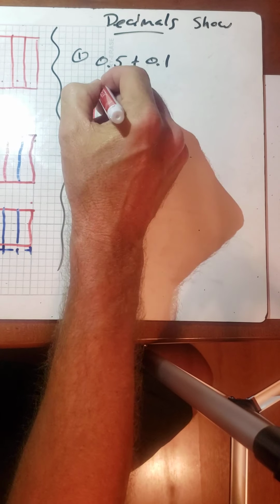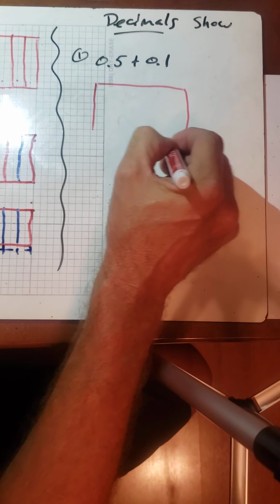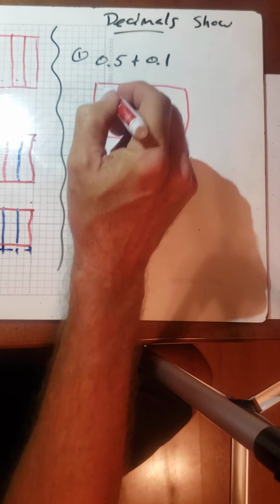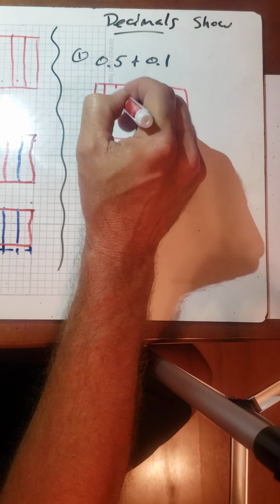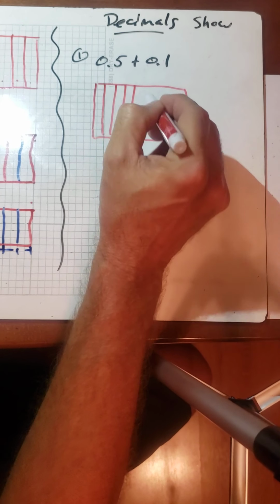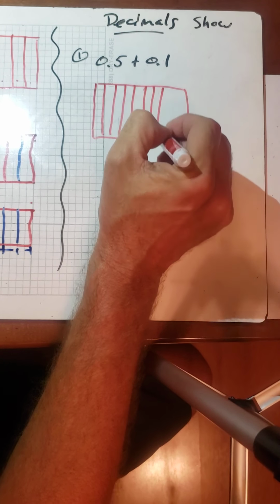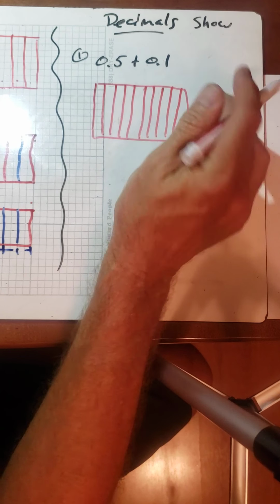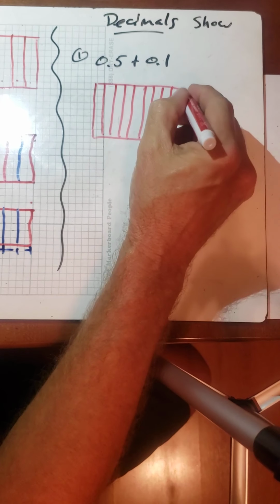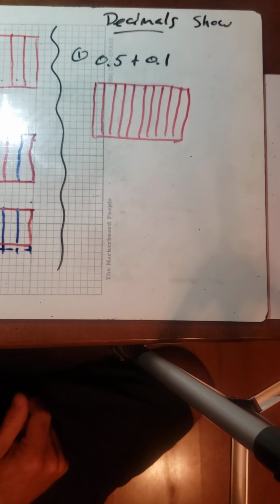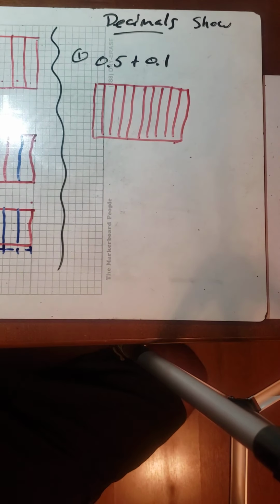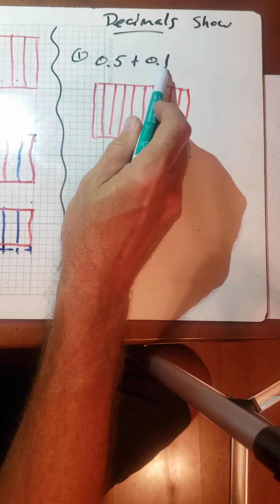So then what I'm going to do is draw a rectangle. And since they are the same size pieces, I'm going to be able to just count 1, 2, 3, 4, 5, 6, 7, 8, 9. Since they're the same size pieces, I'm going to be able to add them into the same rectangle. I don't need to draw 2 different rectangles because these are the same size pieces as those.